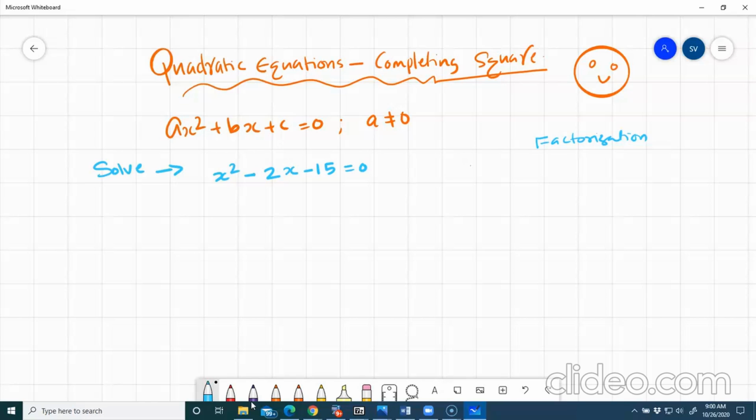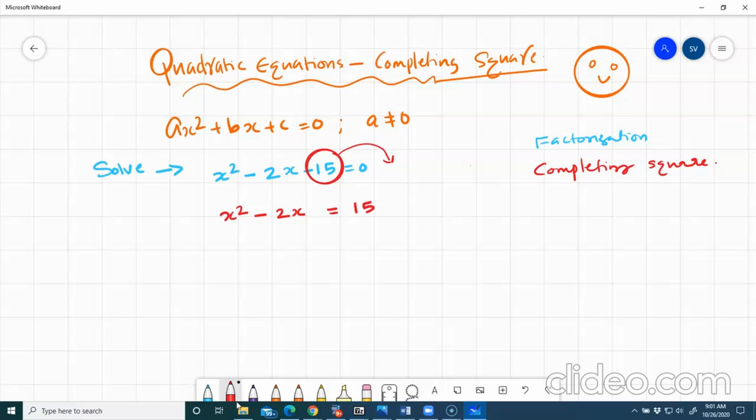So, how can we proceed? The next method is called completing the square. Okay, the process is this. If you have an equation in this form, you can always use the same procedure. Keep this constant term towards the right. So x square minus 2x is equal to positive 15, because this was negative. When you transfer this to the other side, the sign flips.